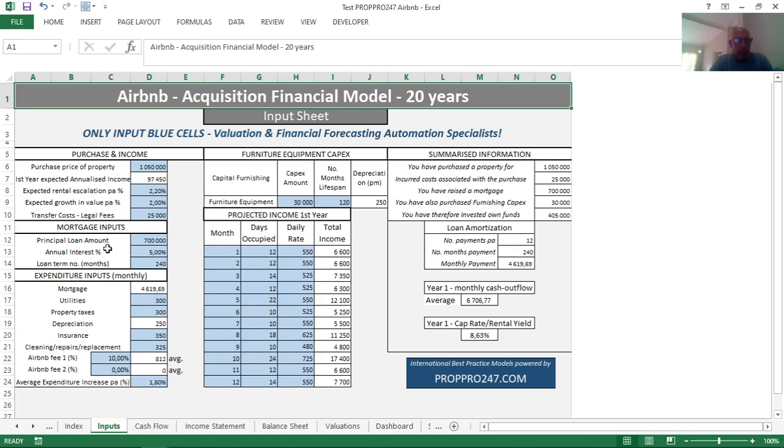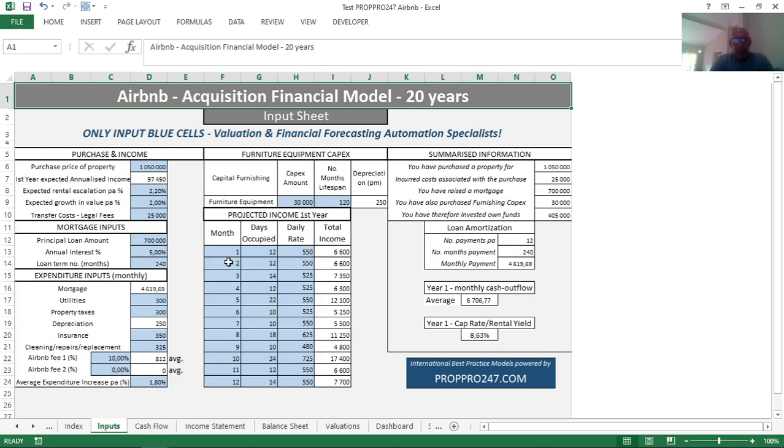Below are your mortgage inputs. Below that again are your standard expenditure items such as utilities, property taxes, insurance, etc. Only the blue cells need to be completed by the user. All the white cells are automated for you. Here we will have the capex amount, the furniture and equipment that you will employ in the Airbnb, and the number of months, the lifespan of these items, so that we can calculate depreciation for you.